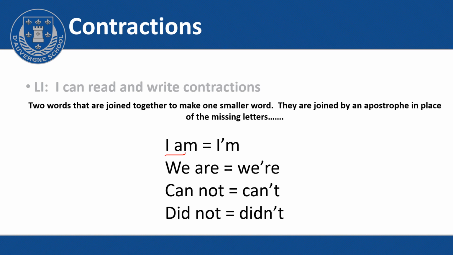So I am turns into I'm, and you see the apostrophe is in place of the missing letter, which is the A, and that turns from I am into I'm.